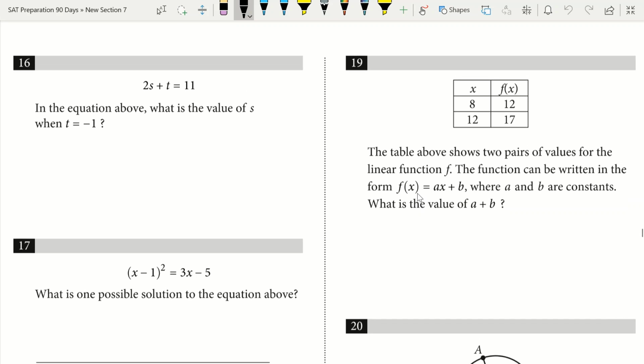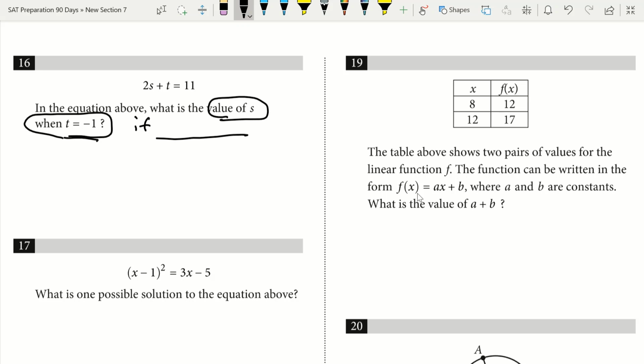Keep in mind this is the Math No Calculator section, so you won't be able to use a calculator on questions 16 through 20. So question 16. I see I have my equation above. In the equation above, what is the value of s when t equals -1? I always want to pay attention to any when statements or if statements. So you can put that in your notes.